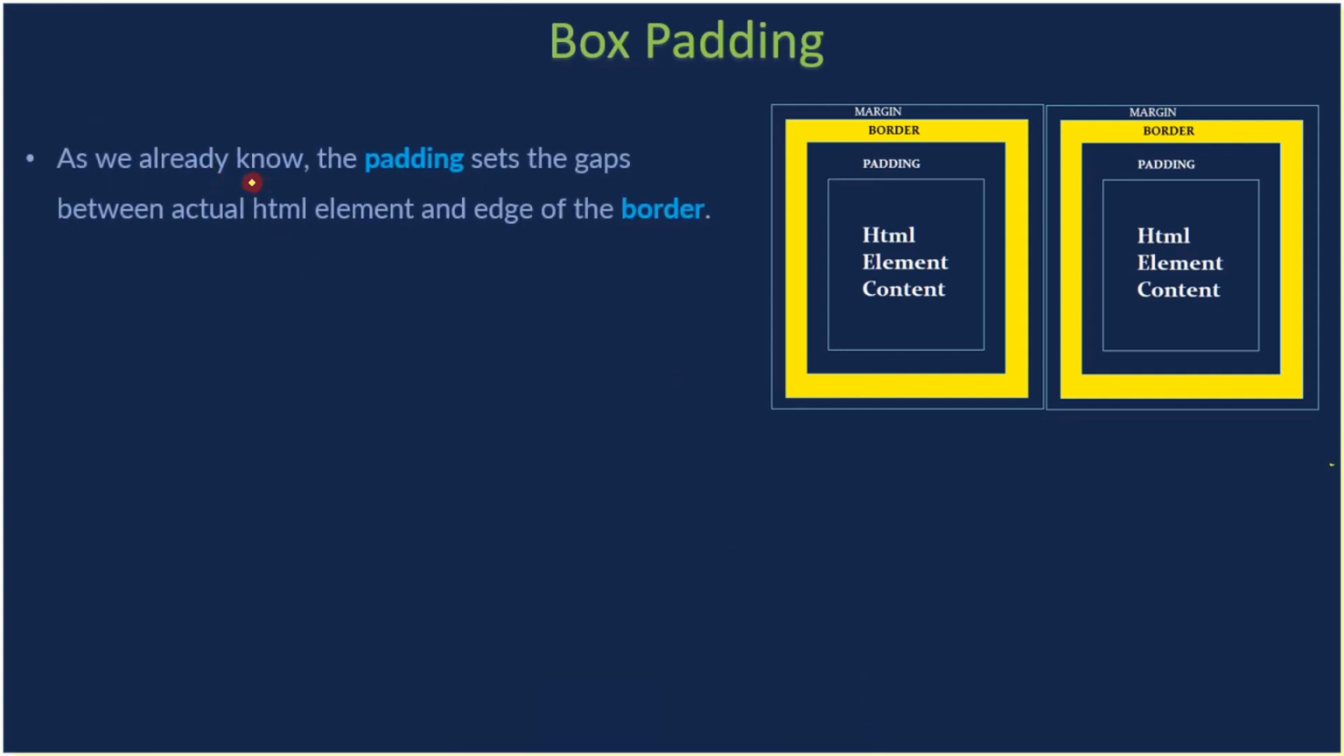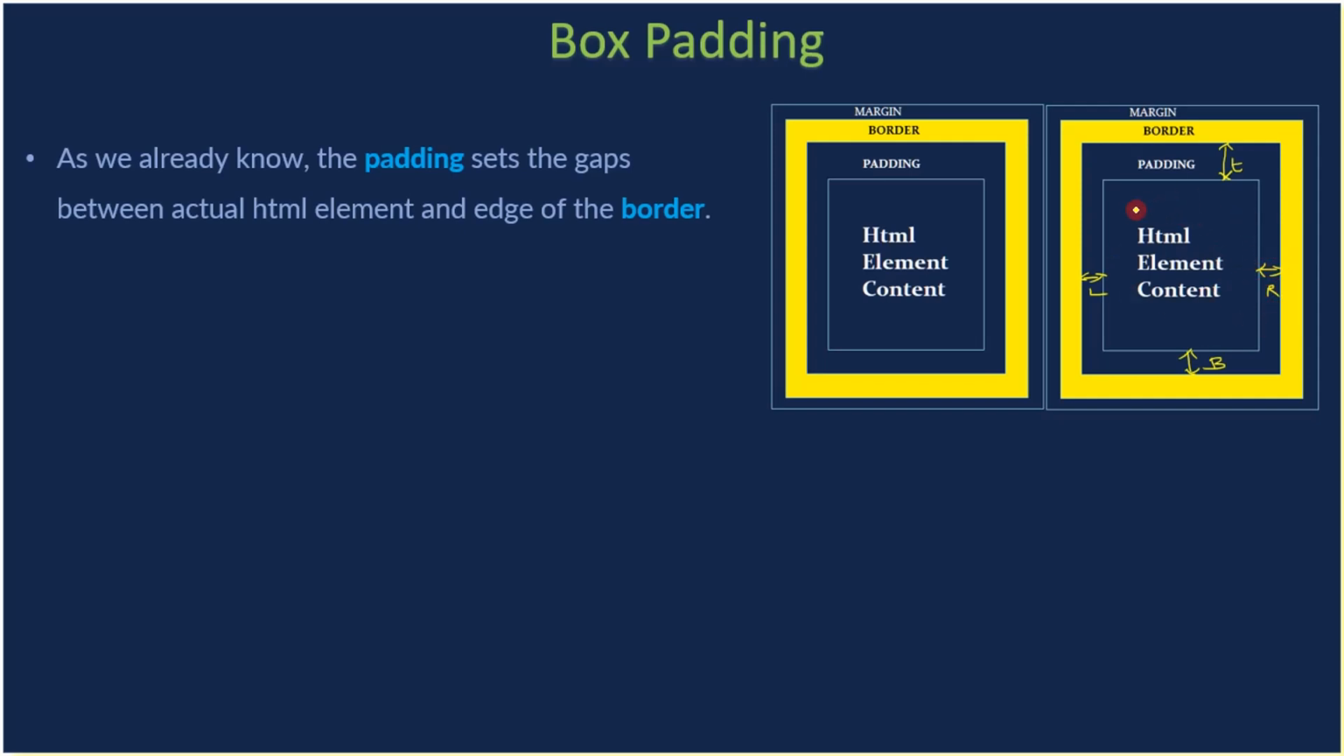We already know the padding sets the gap between the actual HTML element and the edges of the border. So if you look here, this is the padding. We can call this the top padding. Similarly, other sides come into the picture. This is the bottom, left side padding, and right side padding.